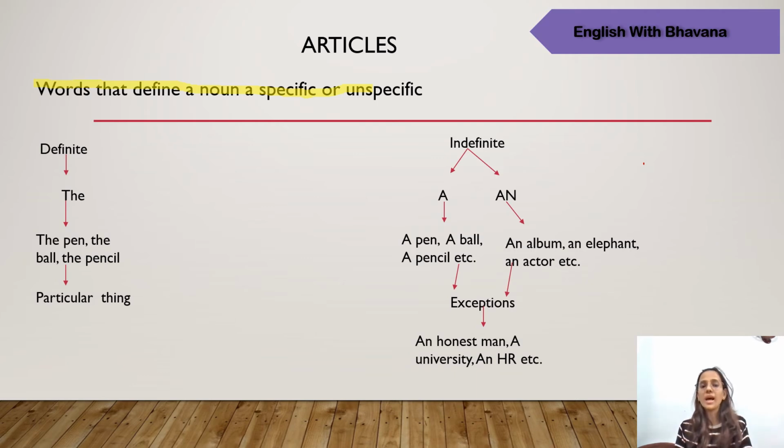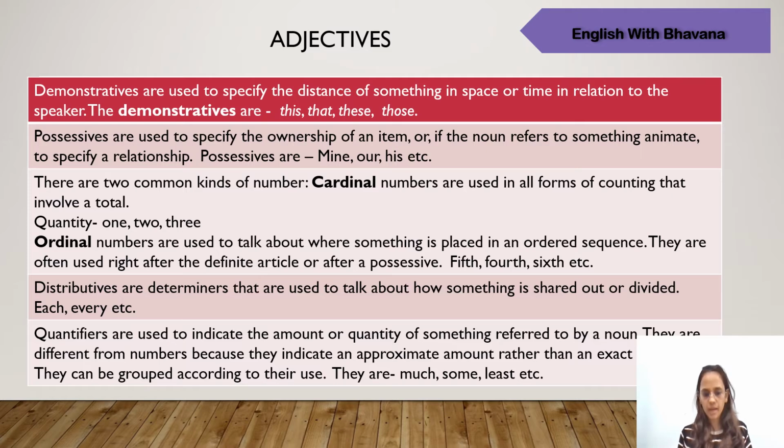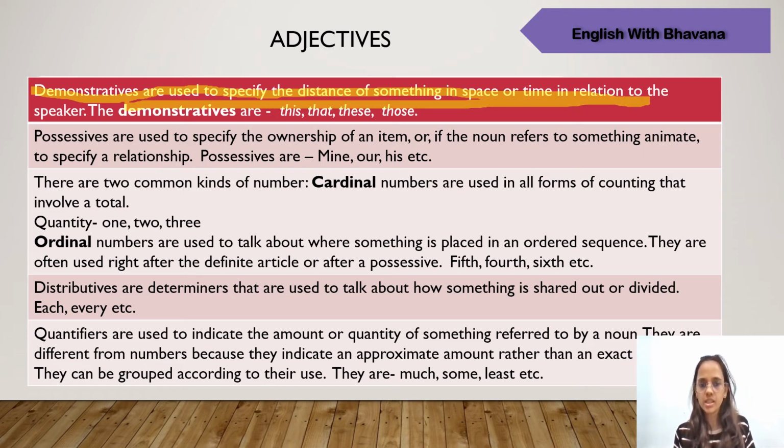So I hope you are understanding this part. Okay. So let's move further. Now, what are adjectives? Demonstrative, first of all, adjectives are nothing but they modify a noun. It tells you something more about the noun. The types of adjectives which are used as determiners are these. Demonstratives are used to specify the distance of something in space or time in relation to the speaker. Okay, the demonstratives are this, that, these, those.